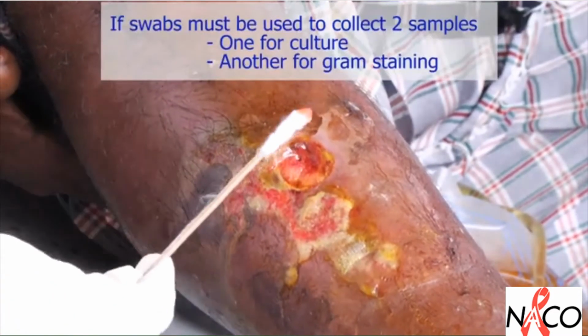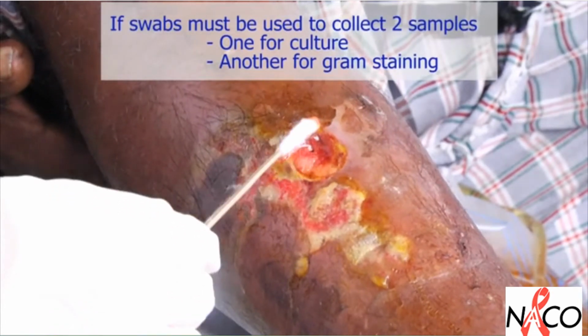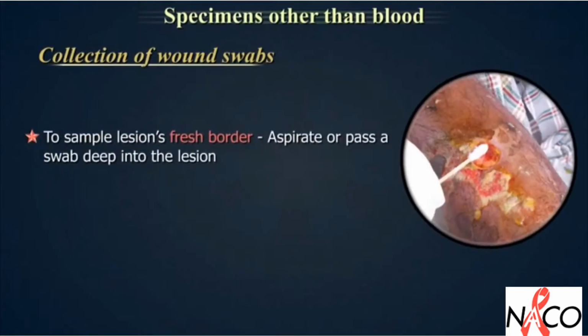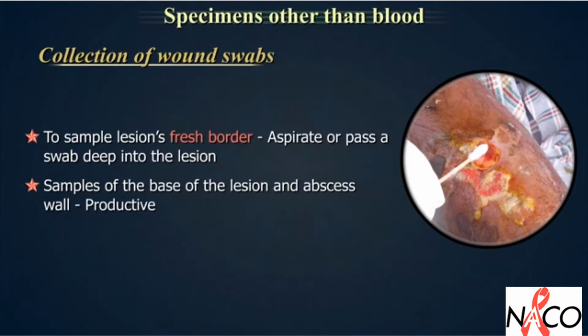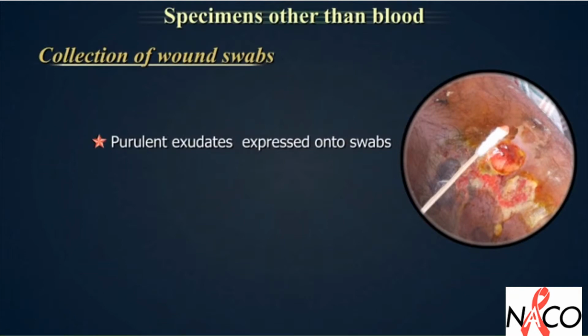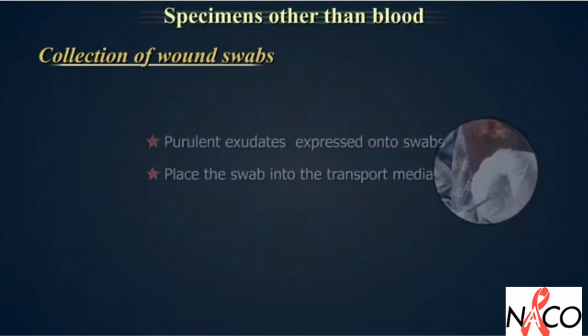If swabs must be used, collect two, one for culture and one for gram staining. Aspirate if possible, or pass a swab deep into the lesion firmly. Sample the lesion's fresh border. The samples of the base of the lesion and abscess wall are most productive. Purulent exudates must be expressed onto swabs. Place the swab into the transport media.